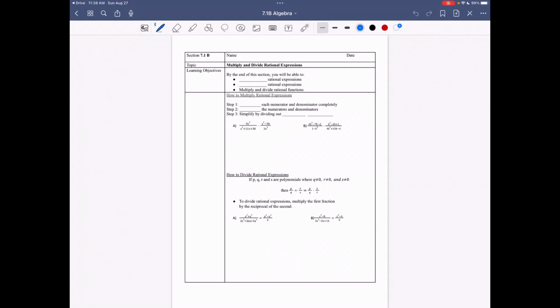Hello students, today we are covering 7.1, the second half, and this is on multiplying and dividing rational expressions. Please put your name and the date.